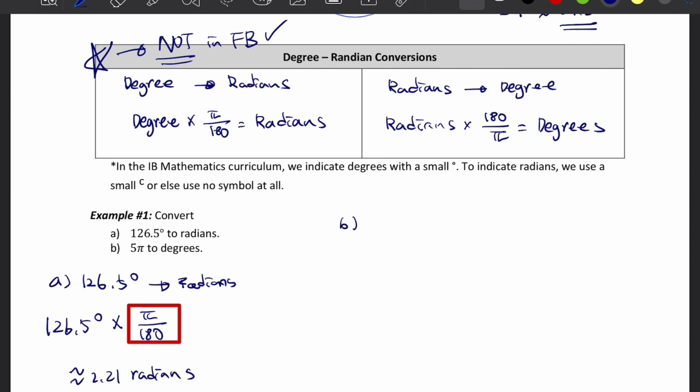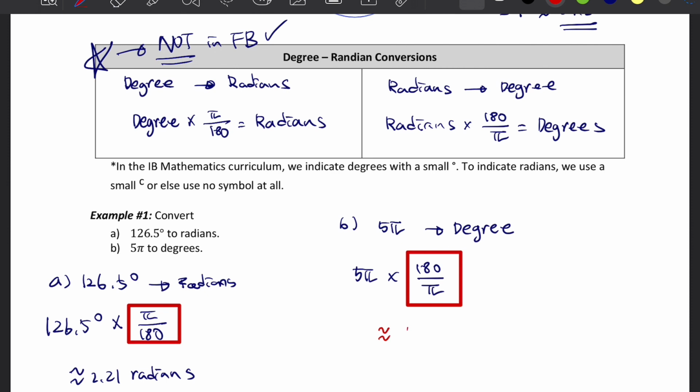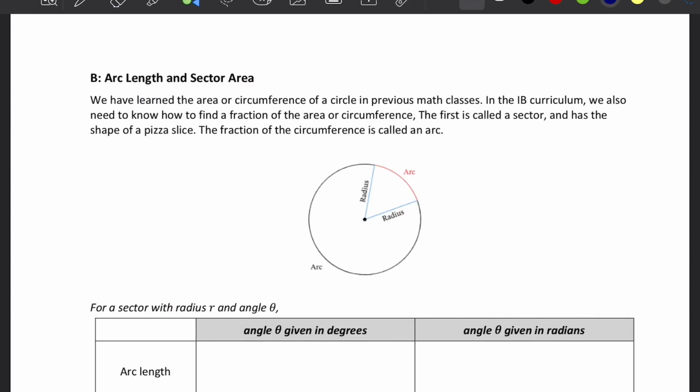Same thing with question B: since we need to convert 5 pi radians to degrees, we have to multiply by 180 over pi. 180 over pi is again the conversion factor, and then we get 900 degrees. So we have now discussed how to convert from degrees to radians and radians to degrees.